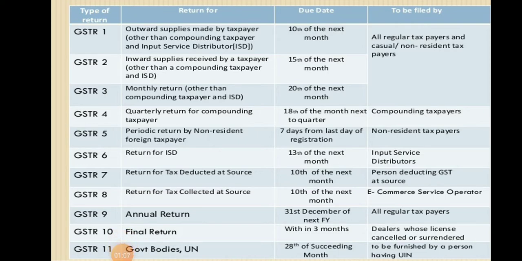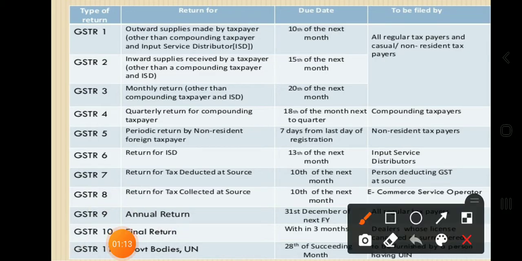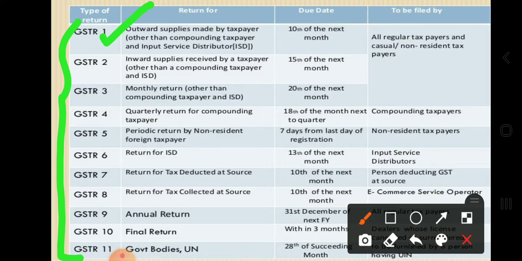Next, we are looking at different types of return to be filed under GST. As is visible on your screen, different types of returns are there, like GSTR 1, 2 and so on till 11. The classification has been given: GSTR 1 is to be filed for the outward supplies made by the taxpayer other than the compounding taxpayer and input service distributor. Due date for this is 10th of the next month.